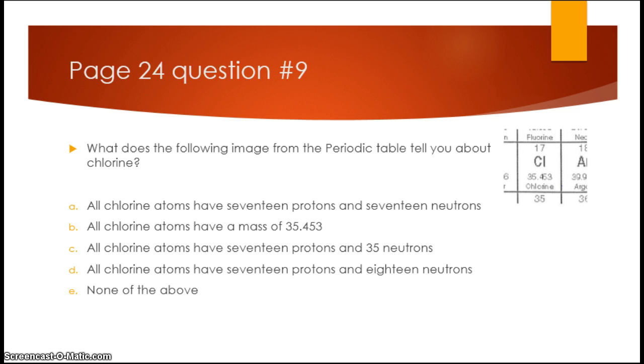I would say the most common answer is usually answer B. B is incorrect in this case because that number, the atomic mass, is an average. It's an average of all the isotope masses. Remember, the mass of an individual atom is a whole number, 35, 36, 37, something along those lines. It cannot be a decimal. That is an average, so there is no chlorine atom out there that is 35.453. That is not a real thing.